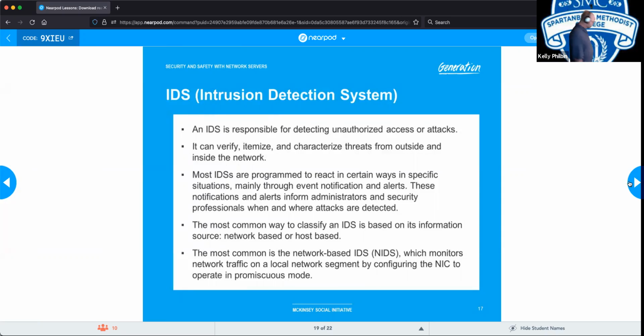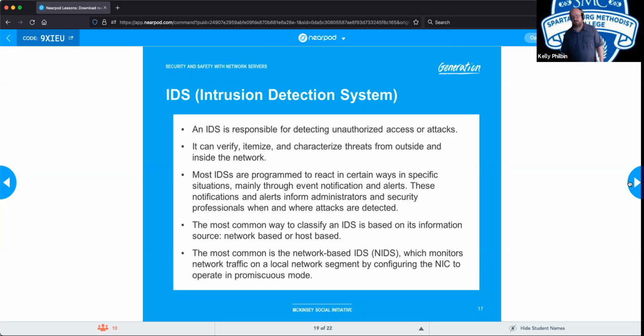Intrusion detection system. This also has a software and a hardware component. So they can either be software or hardware. And it is responsible for monitoring the network itself and looking for anomalies, unauthorized access, or attacks, spikes in resources. So it can alert the IT department as to what issues have occurred. It can verify, itemize, characterize threats from outside or inside the network itself.